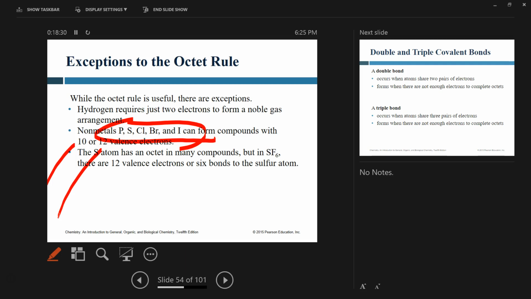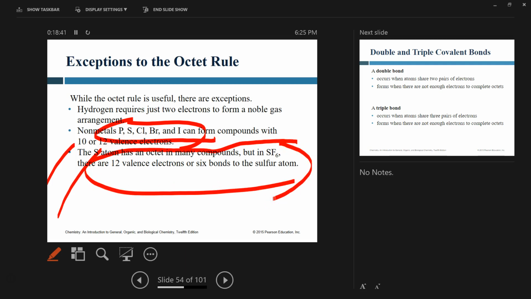So each chlorine has, I think, 10. And sulfur may have 12 in a compound like sulfur hexafluoride. Those are exceptions. We may address them, but my goal on the exam is to ask you the rule rather than the exception. Does that make sense?